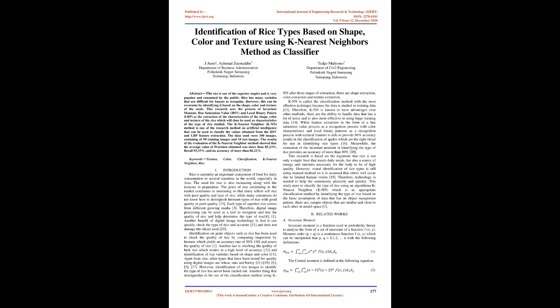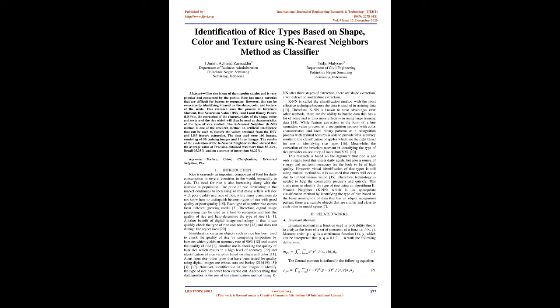1. Introduction. Rice is currently an important component of food for daily consumption in several countries in the world, especially in Asia. The need for rice is also increasing along with the increase in population. The price of rice circulating in the market continues to increase, so that many sellers sell rice with poor quality and type of rice, while many consumers do not know how to distinguish between types of rice with good quality or poor quality. Each type of superior rice comes from different growing media.